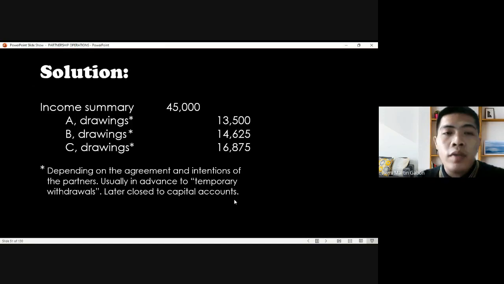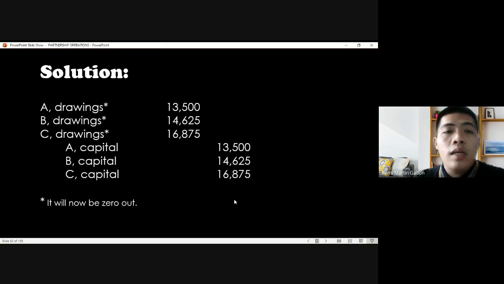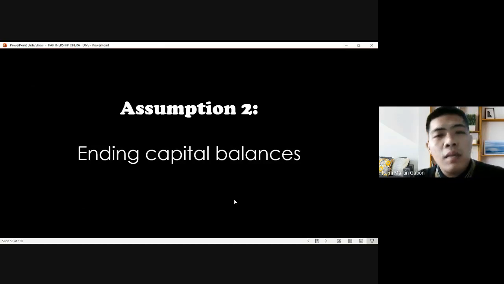Then later on, after the accounting period, we close the balance of the drawings account to the capital account. So we zero out the balance of the drawings account, then increase the capital account through a credit. So the same effect. Next, assumption 2, using the ending capital balances.